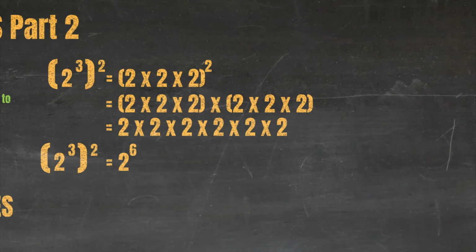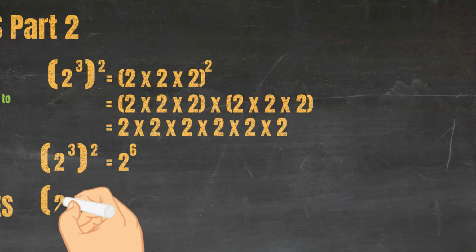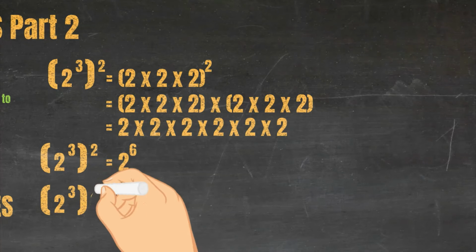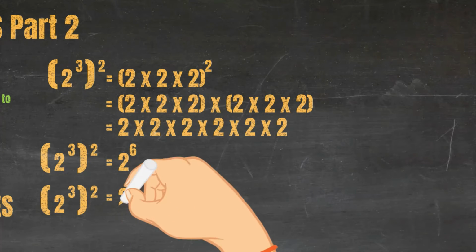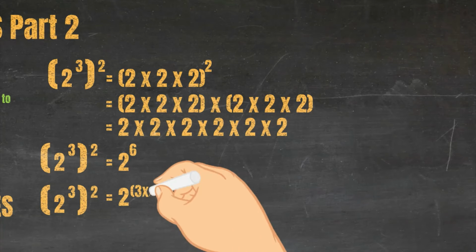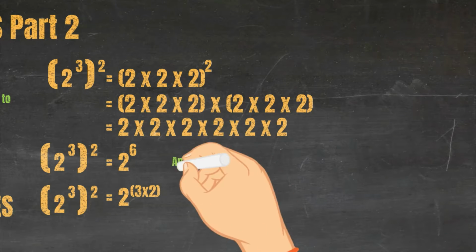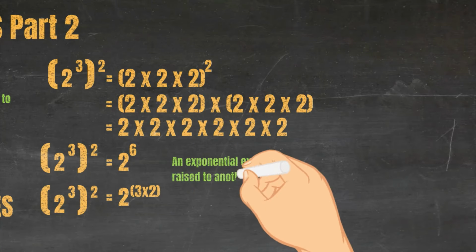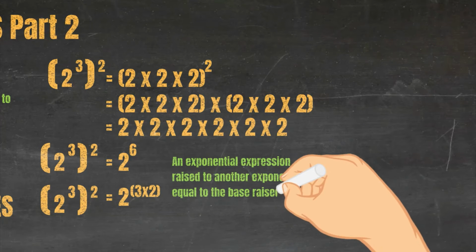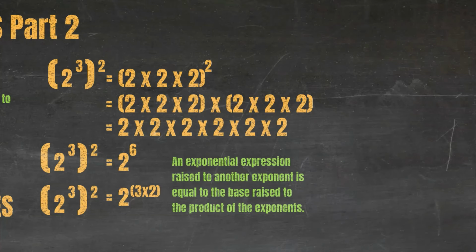What have you noticed? The new exponent, 6, is actually the product of exponents, 3 and 2. Therefore, 2 cubed squared is actually equal to 2 to the power of 3 times 2. And this is another law of exponents. An exponential expression raised to another exponent is equal to the base raised to the product of the exponents.